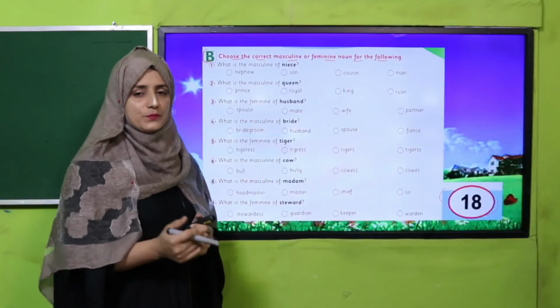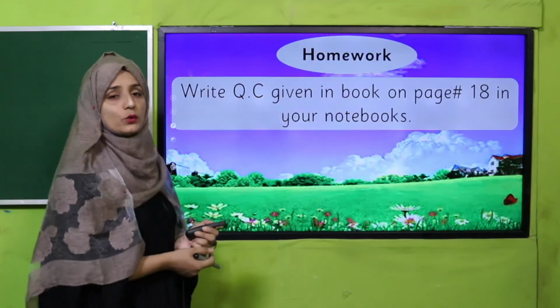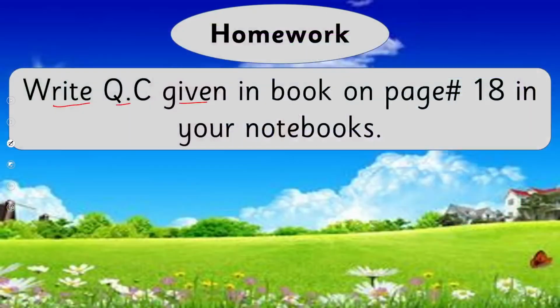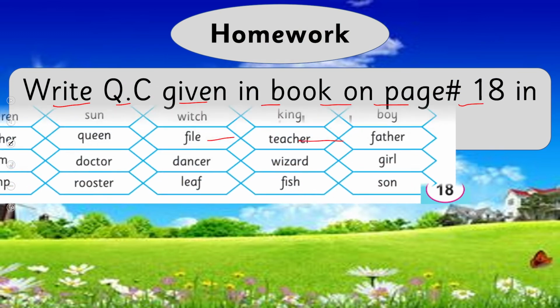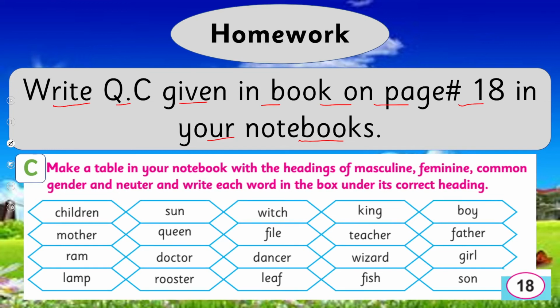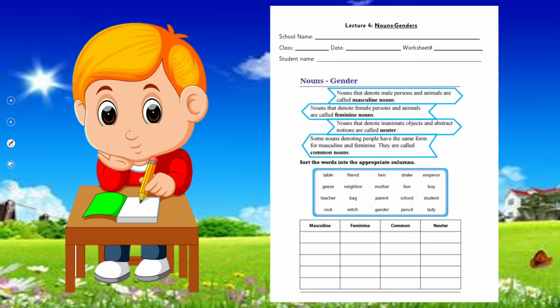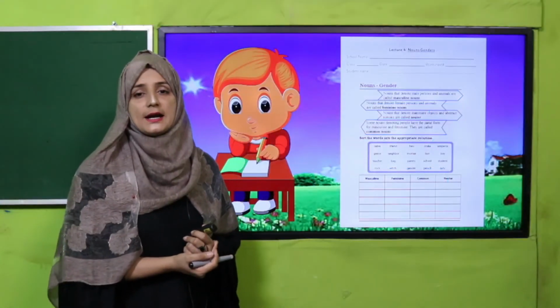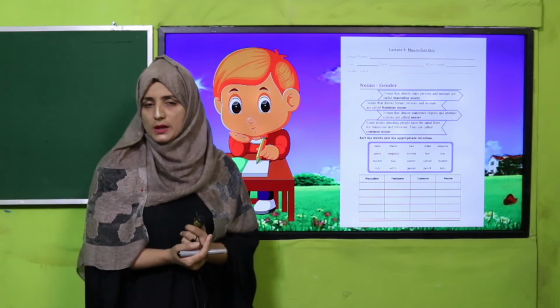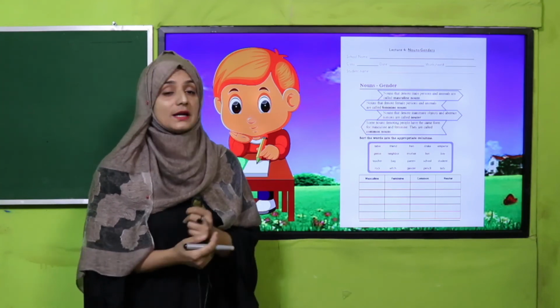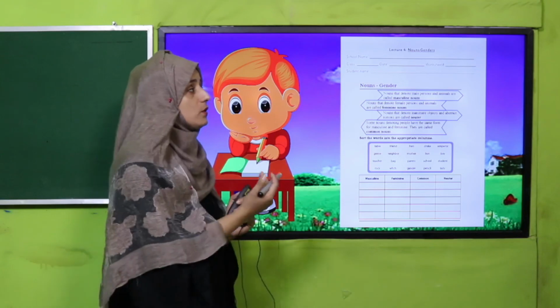Good, excellent job, super. Okay, so what's your homework for today? Write question number C, given in the book on page number 18, in your notebooks. So there is a question in your book, my dear students, on page number 18, question number C. That question you will do as your homework in your notebook. So this is the homework for today. Okay, my dear teachers, this is a worksheet and the worksheet link is given below. You should click it and provide it to your students in printed form, and we will see how much knowledge students have got about genders.